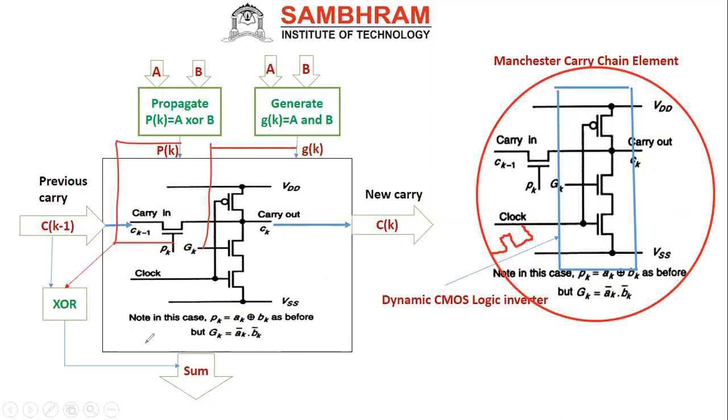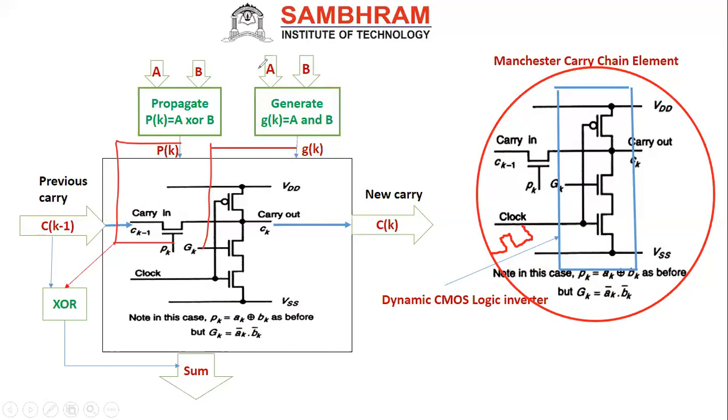See, here I'm showing the 1-bit adder cell. This is your 1-bit adder cell. In this 1-bit adder cell, the inputs A, B are given externally, but here these two transistor inputs are P(k) and G(k). What is P(k)? P(k) is nothing but the input A XOR B. That output is called P(k). So this portion is this, and the P(k) is connected to P(k) here.